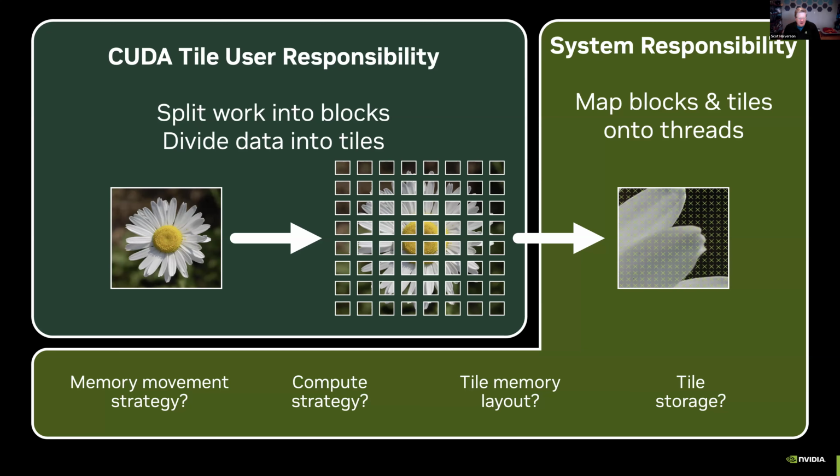So that means in practice that we can have the system be responsible for memory movement and compute and tile memory layout and tile storage, and actually mapping the blocks and tiles onto threads. And all we have to do that is explicit is parallelize by dividing the problem up into blocks and tiles. So within each block, everything is single threaded and you just perform array operations on those tiles.